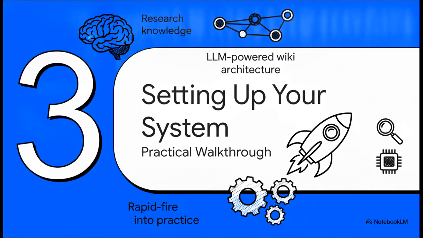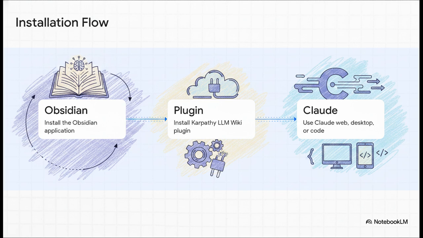Moving right along to Section 3, setting up your system, a practical walkthrough. So how do we actually put this into practice? It's surprisingly simple. Here's your core installation flow. Step 1, just install Obsidian. Step 2, install the Karpathy LLM Wiki Community plugin. You grab that directly from the Obsidian Community Hub. And Step 3, start using Claude. You can use the web version, the desktop app, or even Claude Code if you prefer the terminal. And that's it. That is your accessible, fully actionable baseline setup. Just 3 simple steps, and you've got the foundation for a massively powerful research engine.